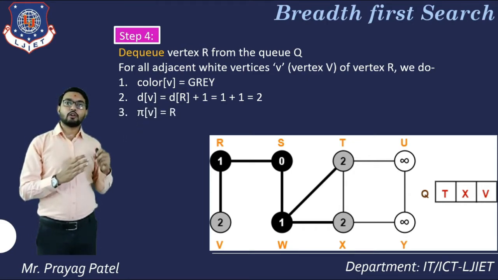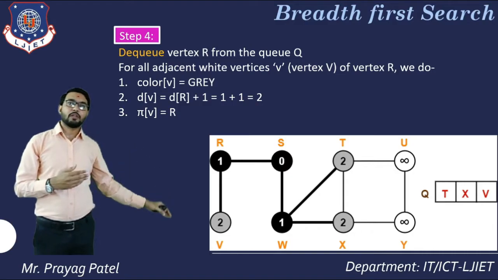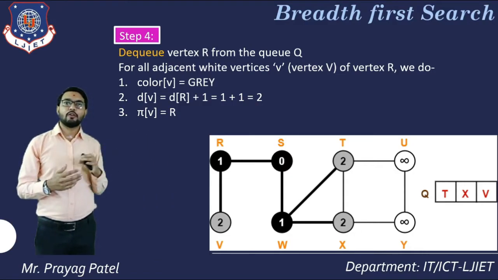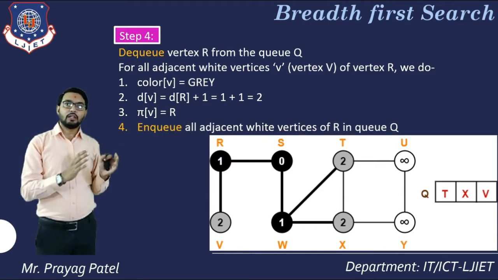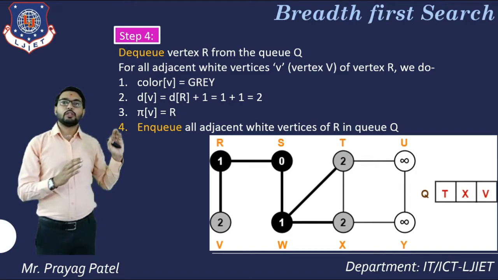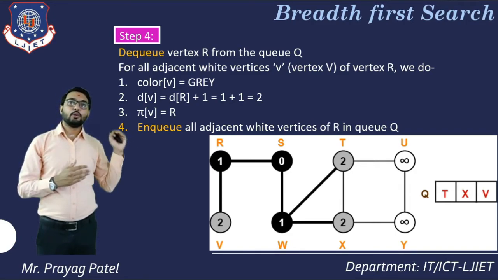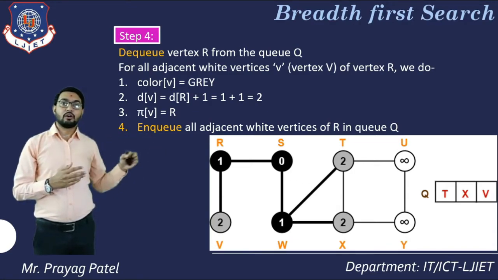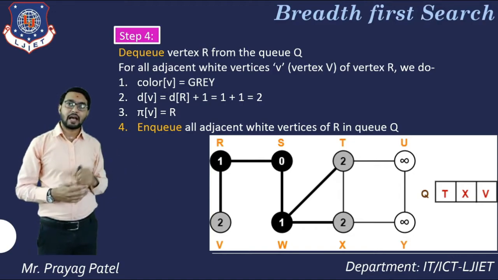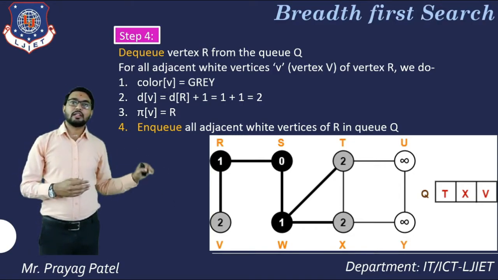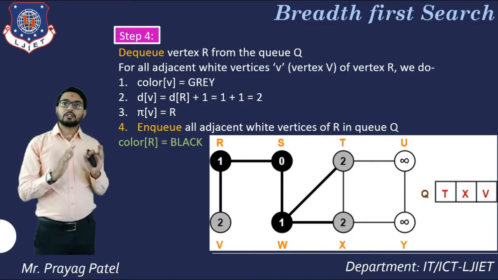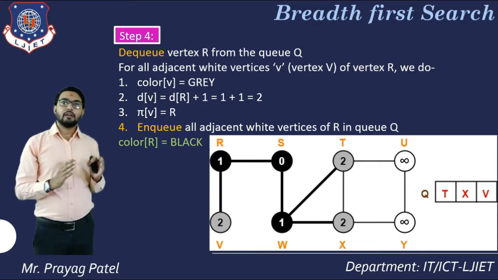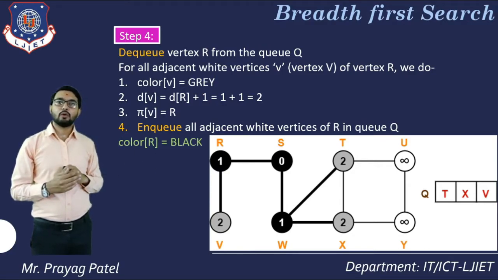Now consider the parent of node V. Here the parent of node V equals R, so pi of V equals R. And the last operation is to insert all the neighbors of node R into the queue. So in the queue go all the adjacent white vertices of R. Here there is only one vertex, and its name is V. So we insert V into the queue. Now the color of node R equals black, because the neighbors of node R are complete.